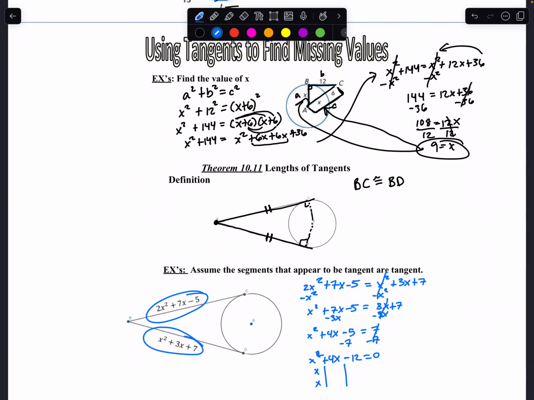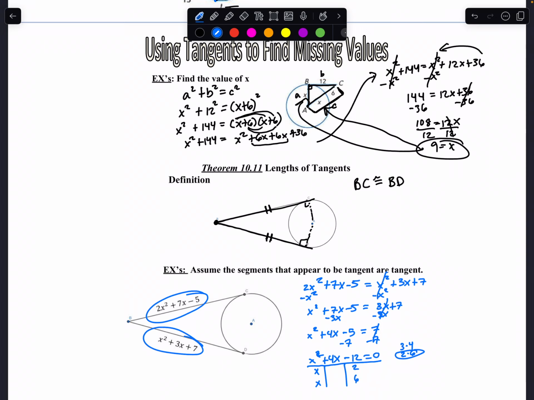X times x gives me x squared. And then I know 3 times 4 gives me 12. And 2 times 6 gives me 12. But the one that adds or subtracts to 4x in the middle is going to be 2 times 6. If you prefer the ACB method, go for it and do that. Whatever works for you. I know it's 2 times 6.